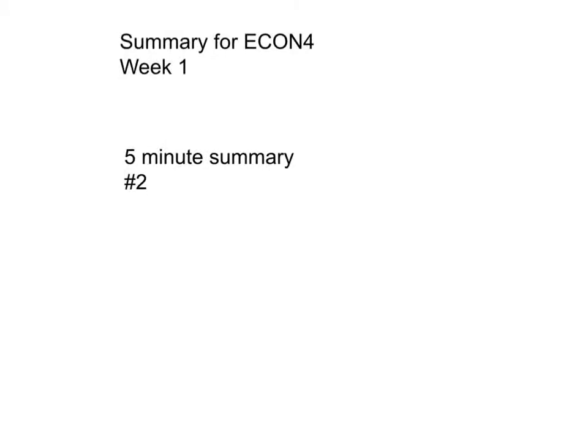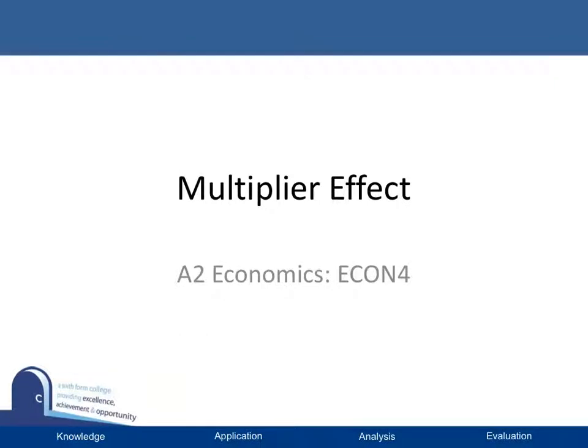Hi, this is going to be my second 5-minute summary for week number 1, and it's based around the multiplier effect. The multiplier is a key element of Keynesian economics, and you will be expected to use it to achieve a high grade when you're discussing changes in national income, changes in fiscal policy in relation to the economic cycle.